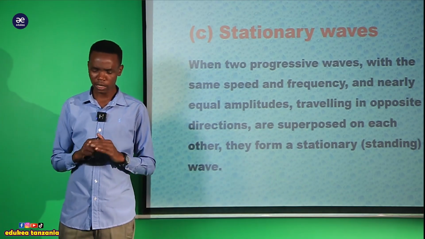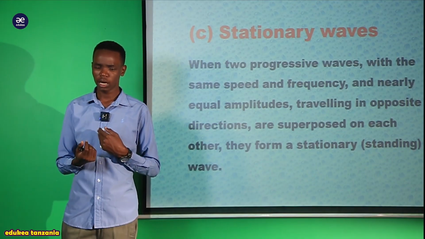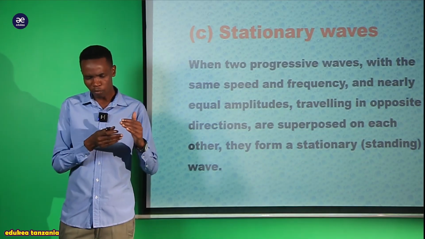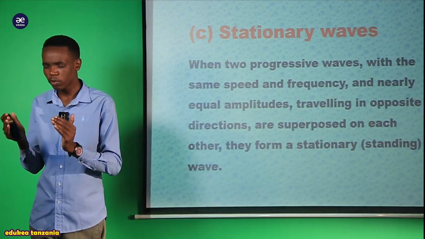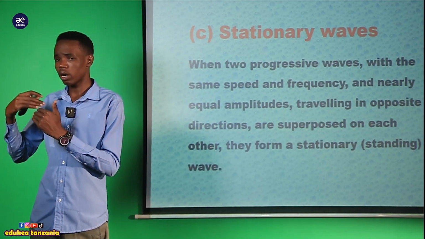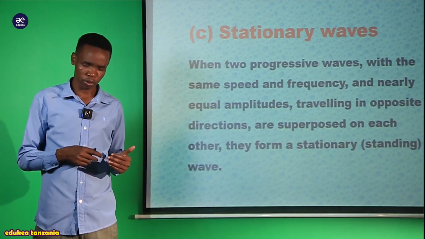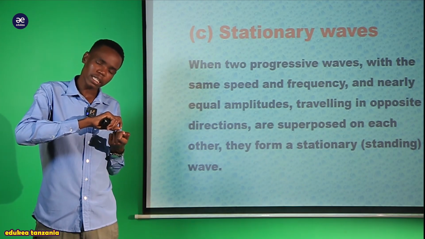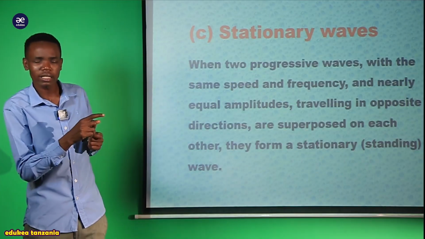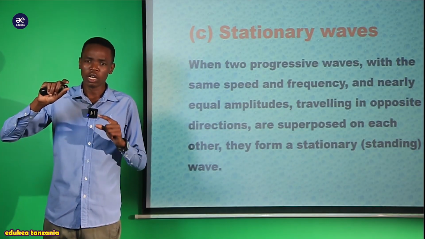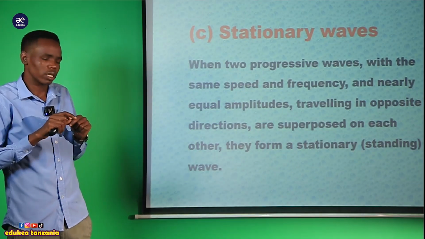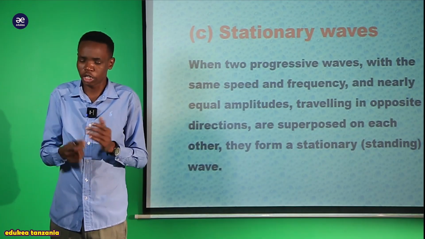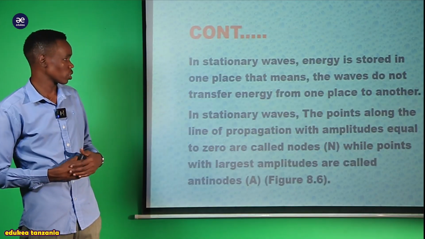So the concept of stationary waves, my dear student, we should understand by saying that stationary waves come from progressive waves. If we have two progressive waves having the same speed, the same frequency, and equal amplitude, but they travel in the opposite direction, where one starts from the highest amplitude and the other starts at the minimum amplitude, and they superpose each other, they produce what is called a standing or stationary wave, as we have been told here, my lovely students.